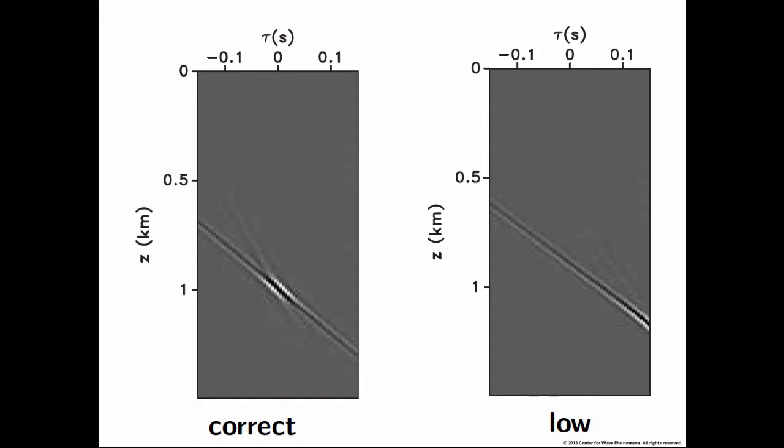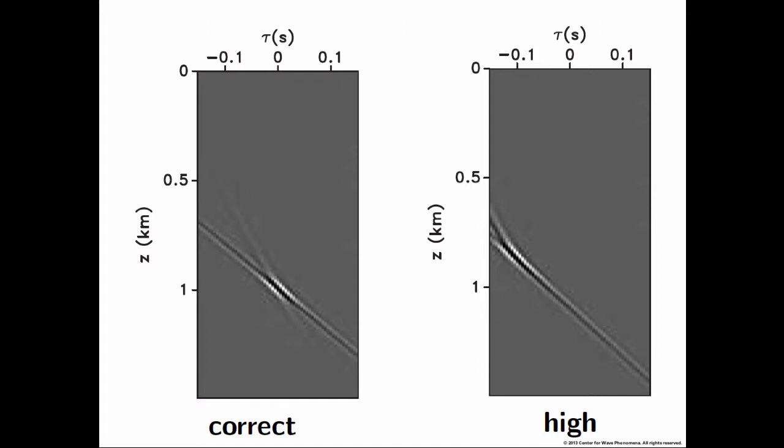For correct velocity, the focus is at 0 tau. For incorrect velocities, like for low velocity, the focus shifts to positive tau. And for high velocity, the focus shifts to negative tau. So based on this observation, we can actually assess the velocity model information by looking at the location of the focus in the time lag gathers.